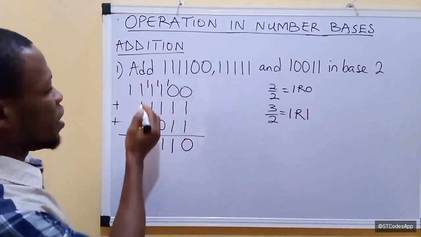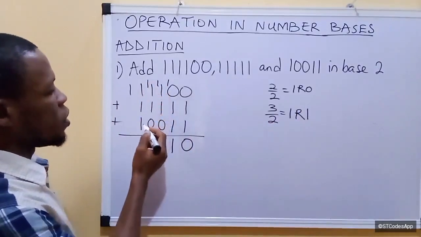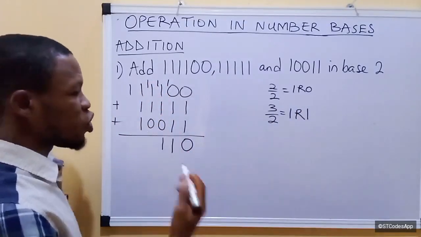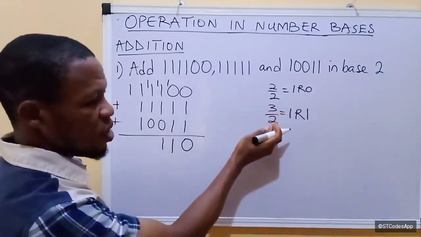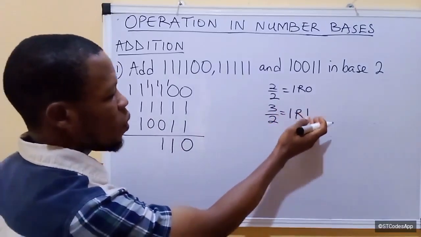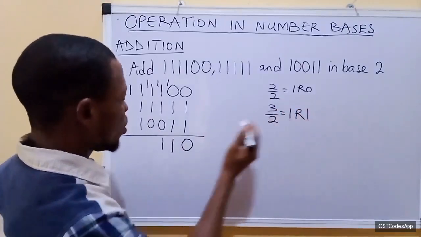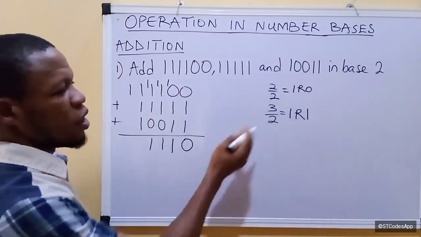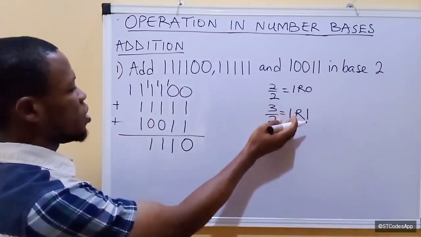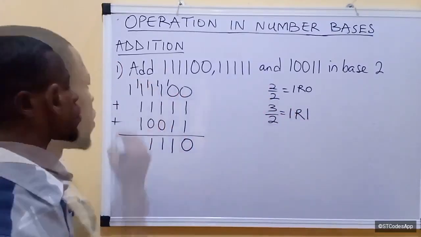We do the same thing again. 1 plus 1 plus 1 plus 0. That still gives us 3. We still do the same thing again. 3 divided by 2, the base. That gives us 1, remainder 1. We write down our remainder, which is 1, and then carry over to the next place value the quotient we got from the division, which is still 1.